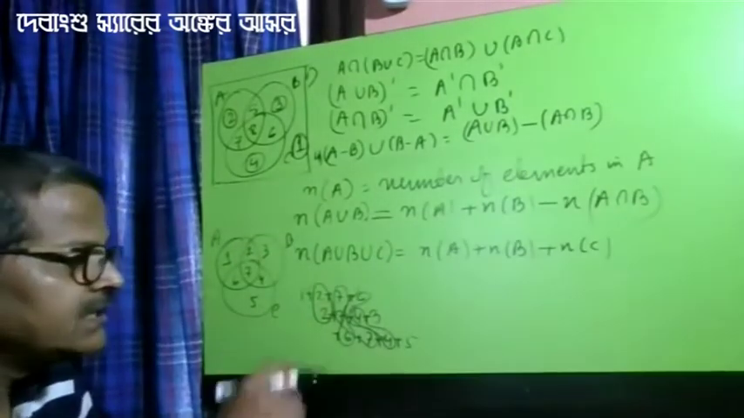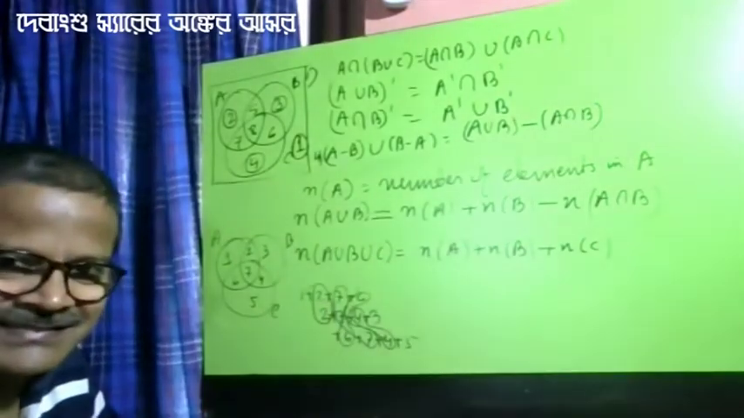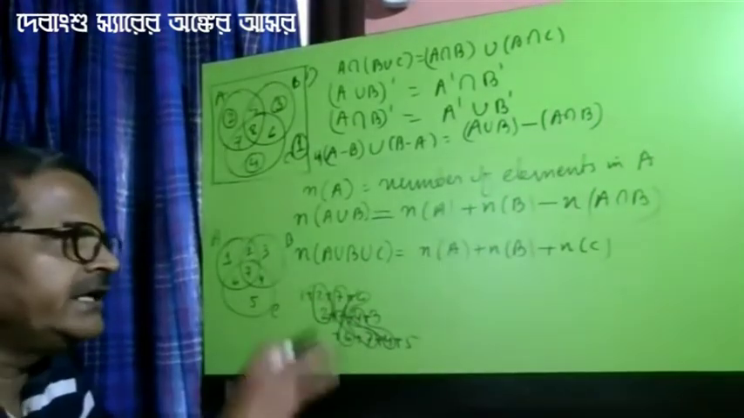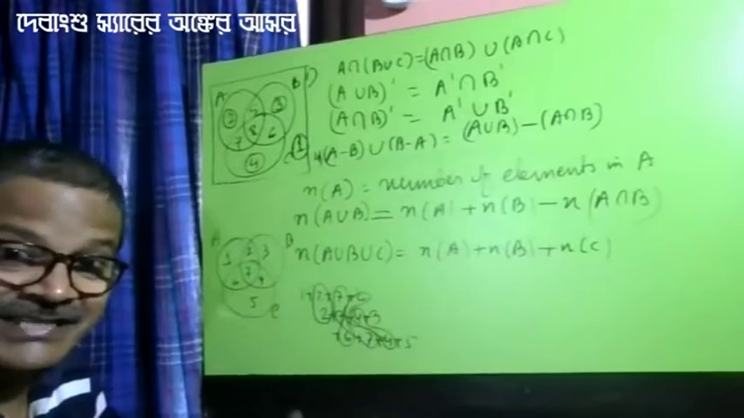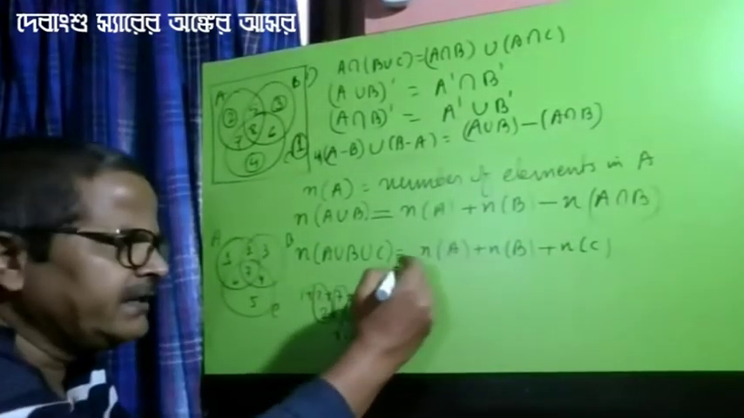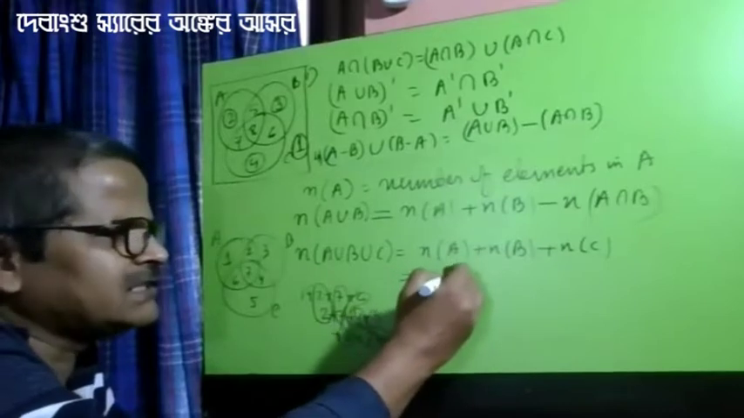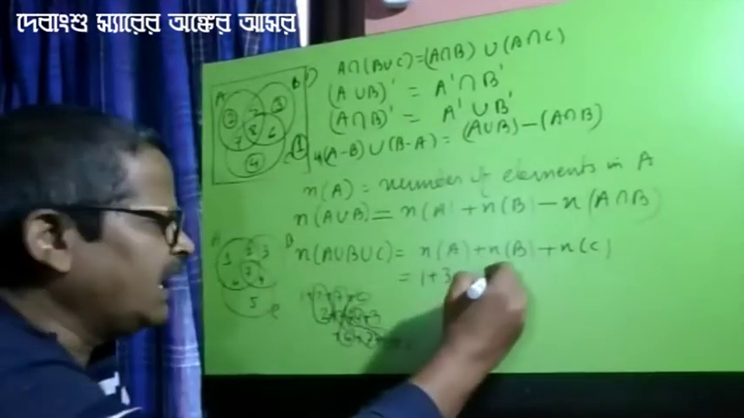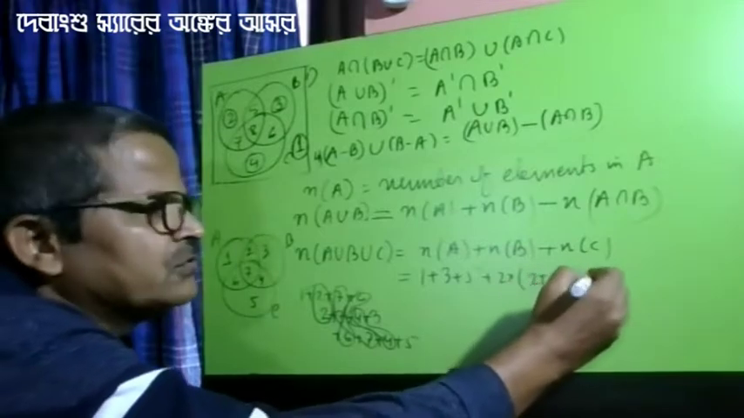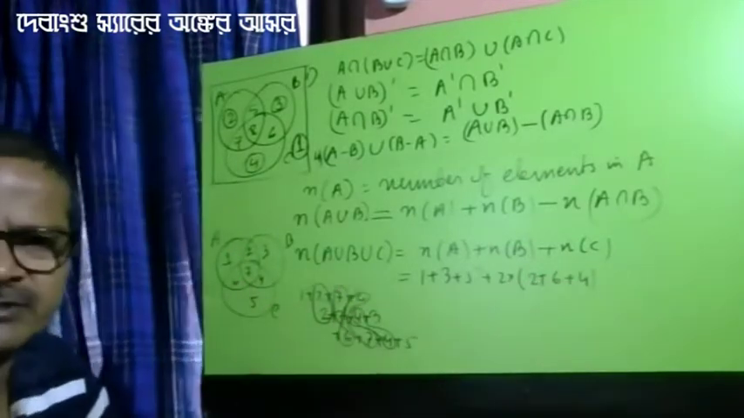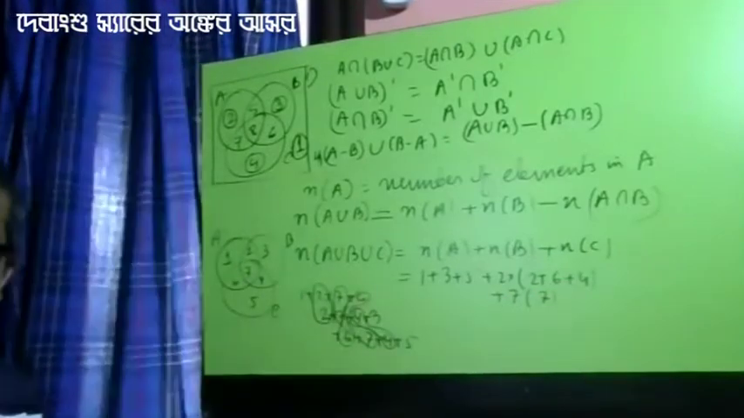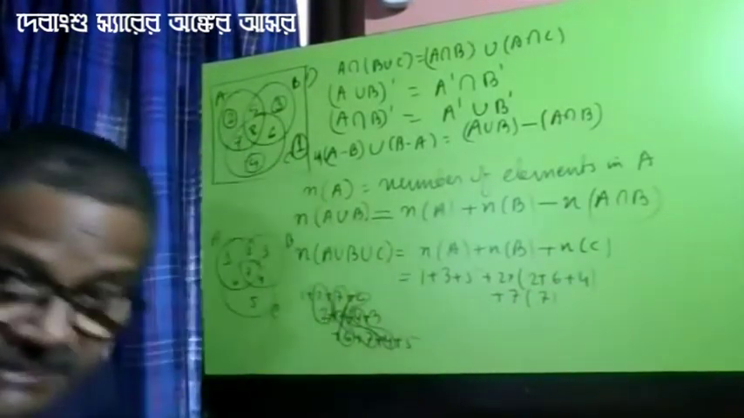Unless all these are null sets. If 2, 7, 6, 4 are null sets, then only this is equal to this, because all are counted once. We can write it as 1 plus 3 plus 5 plus 2 into 2 plus 6 plus 4. 2, 6, 4 are counted 2 times. Plus 7 into 7. So the 7th portion is counted 3 times.